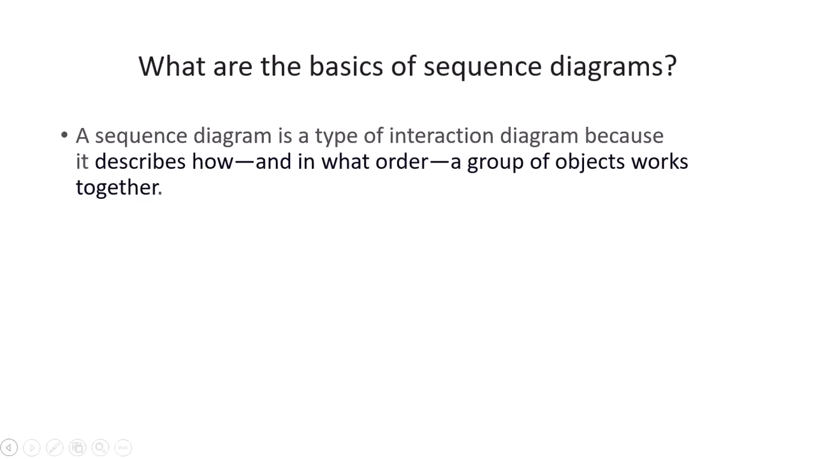What are the basics of sequence diagram? A sequence diagram is a type of interaction or dynamic diagram because it describes how and in what order a group of objects work together. So here we can say that how objects work, or the working of classes, is defined.